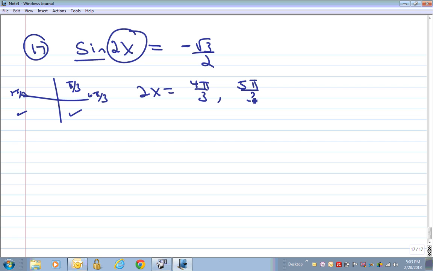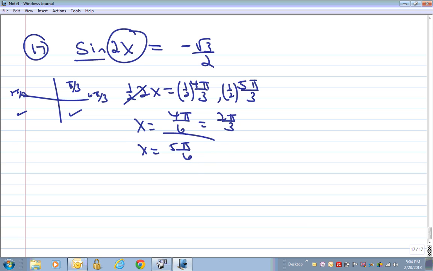And you've solved for 2 times our x or theta value. We're going to go ahead and multiply each thing by 1/2. We'll clear out our 2. And when we do, we have x is equal to 4 pi over 6, which reduces to 2 pi over 3. And then we have x is equal to 5 pi over 6. So these would be our two solutions.